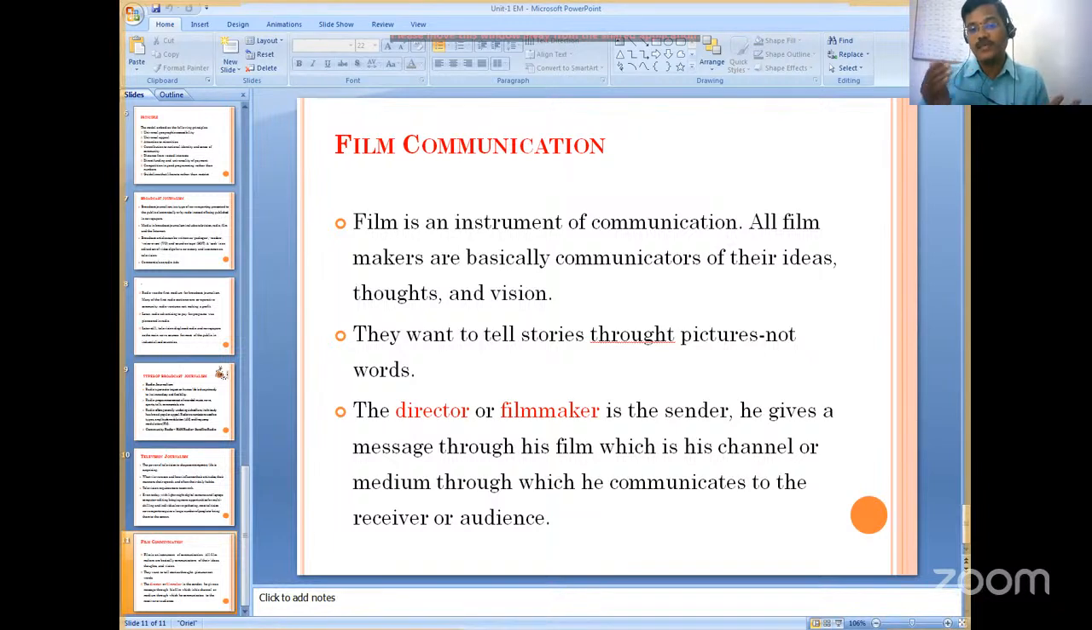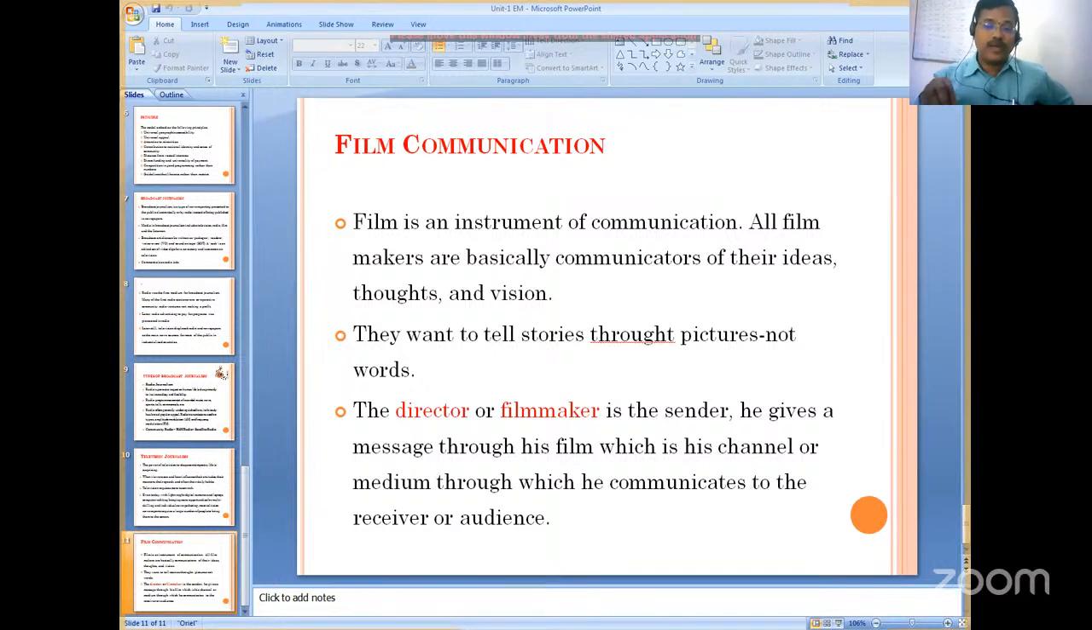Film as a mass communication is a social process by which expressions of human needs take place and the people influence each other. See, word of mouth publicity. If a film is some good message-oriented film, the word of mouth publicity will go. So if there is a message in that film, many audience viewers see the film.